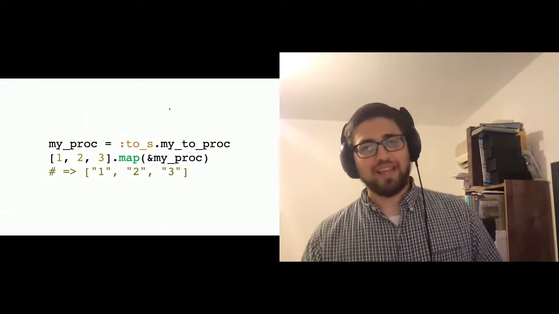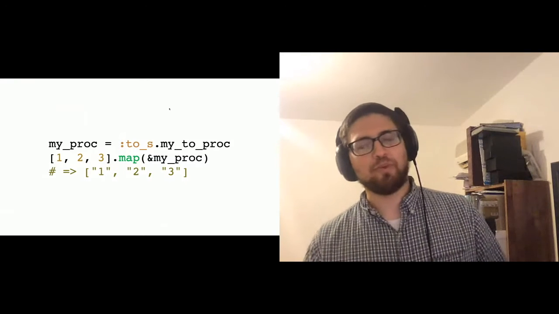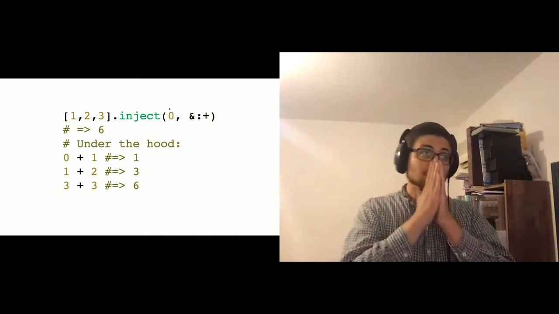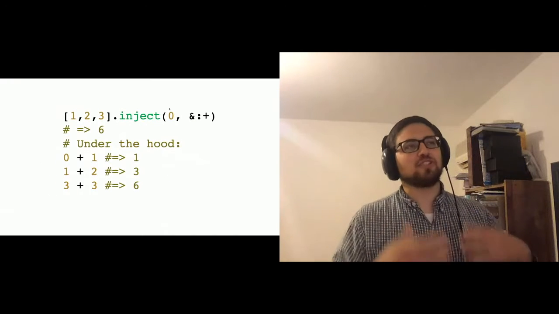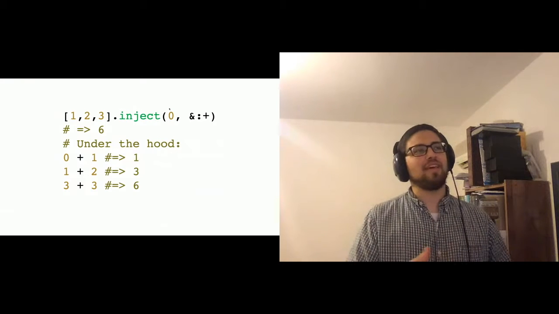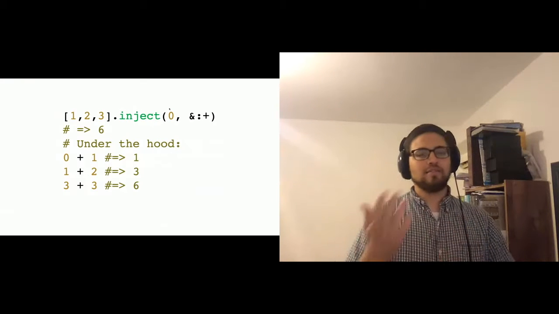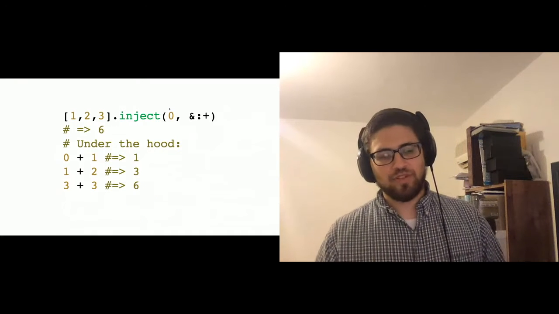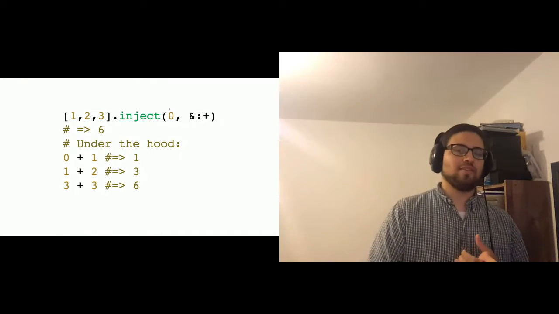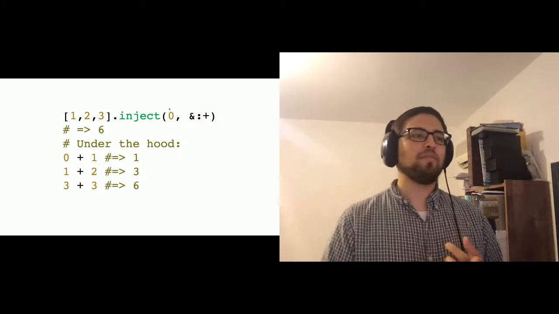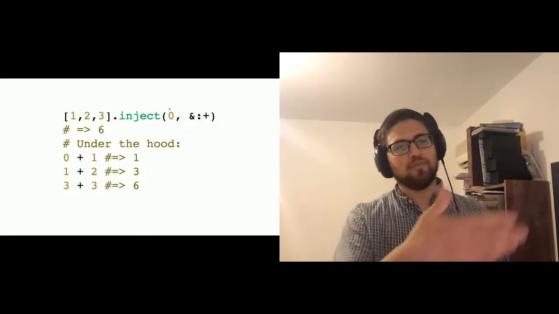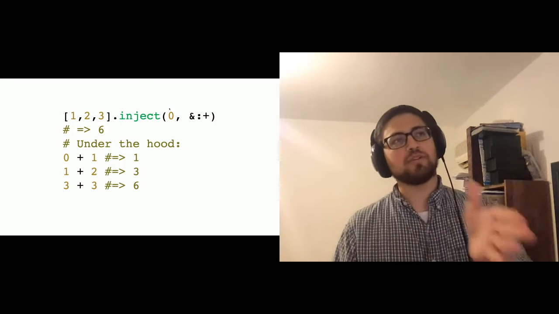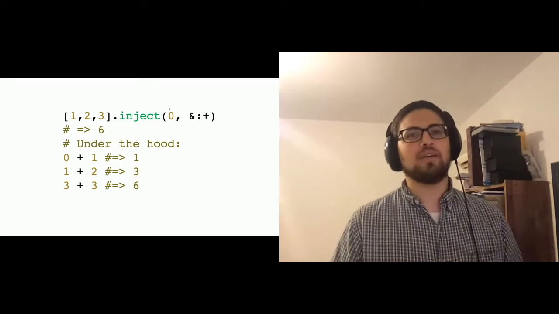Let's look at a more complicated example of where we might use this, again, implicit symbol to proc. So we have the inject method. The inject method basically starts with an optional base case, and then it expects you to give it a block with two arguments, which are the accumulator, which gets passed in every time, and then the new item from whatever you're iterating over. Just to explain what's going on here, we're saying inject, start with 0, and apply the plus operation every time.